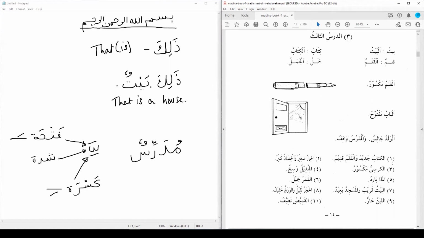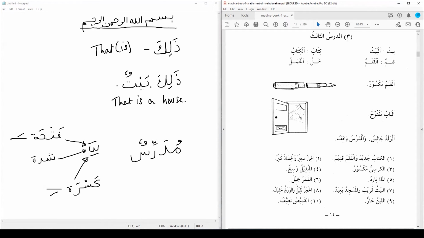Here we have some additional sentences. The first one says, Al-kitabu jadidun, the book is new. Wal-qalamu qadimun, and the pen is old. Al-himaru saghirun, the donkey is small. Wal-hisanu kabirun, and the horse is large. Al-kursiyu maksurun, the chair is broken. Al-mindilu wasikhun, the handkerchief is dirty. Al-ma'u baridun, the water is cold. Al-qamaru jamilun, the moon is beautiful.